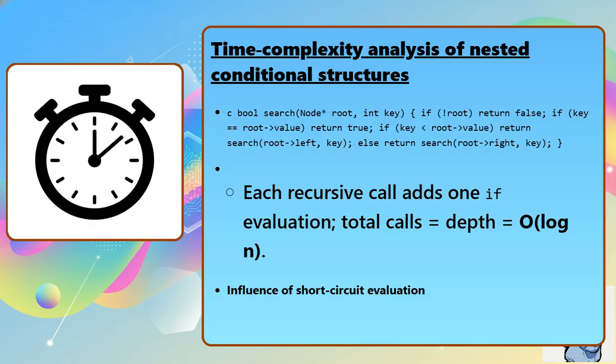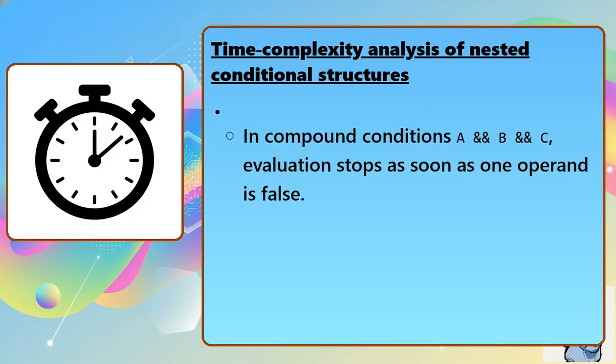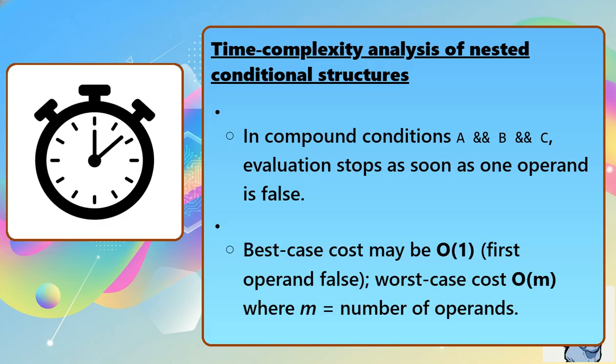Influence of short-circuit evaluation. In compound conditions, A and B and C, evaluation stops as soon as one operand is false. Best case cost may be O(1) if the first operand is false; worst case cost is O(m), where m equals the number of operands.